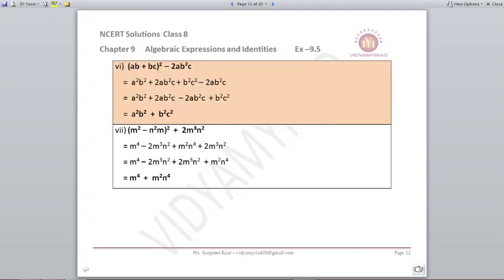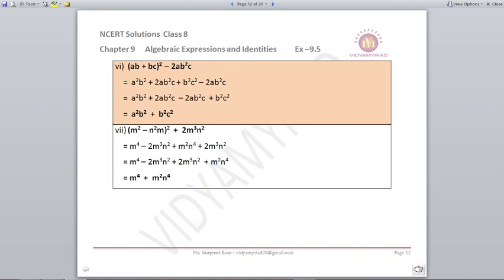AB plus BC the whole square minus 2AB square C. So first you will apply the formula of (a plus b) the whole square, which means a square b square plus 2ab square c plus b square c square minus 2ab square c. Now there are two terms, plus 2ab square c and minus 2ab square c. Both are the same, so both get cancelled. You are left with only a square b square plus b square c square.